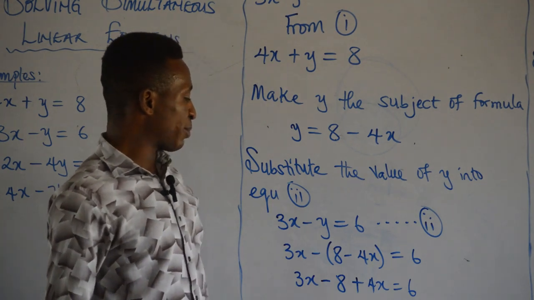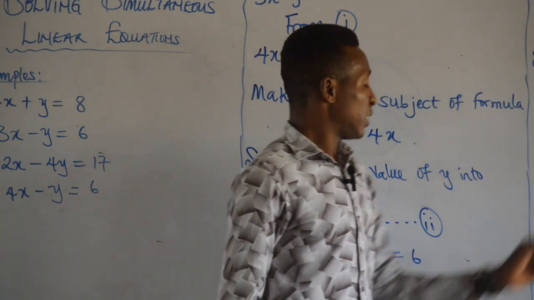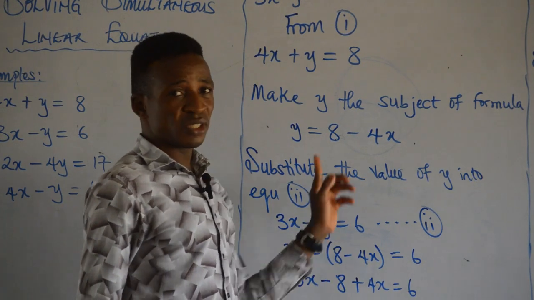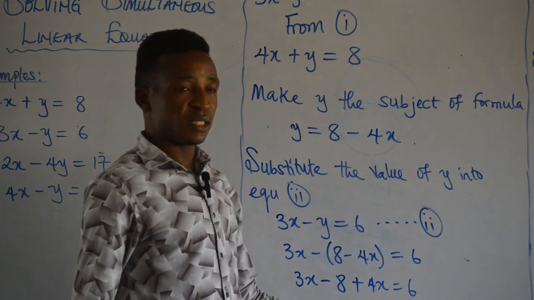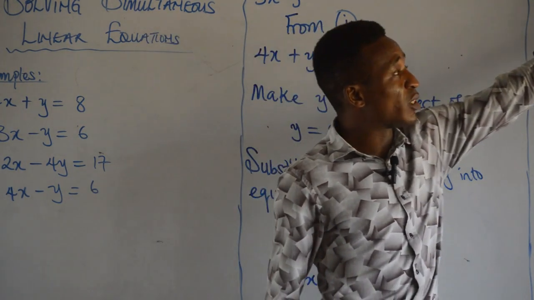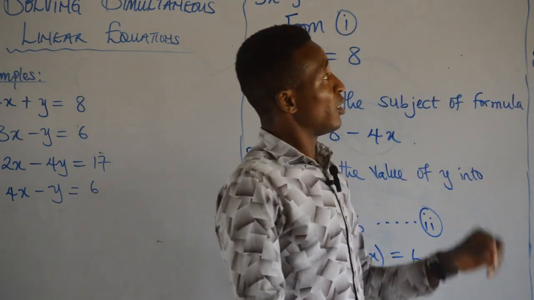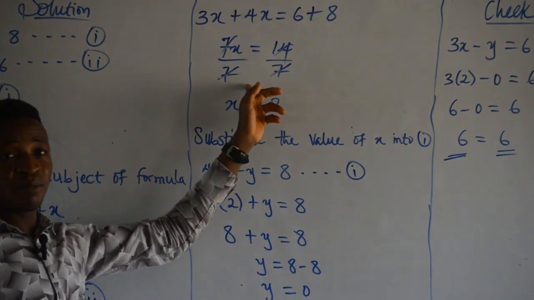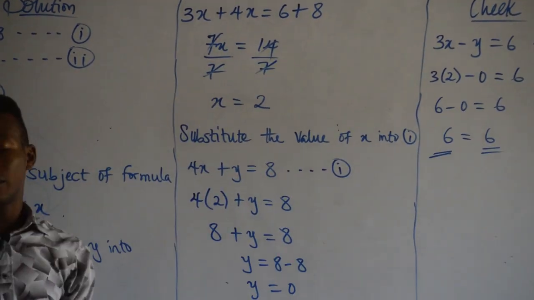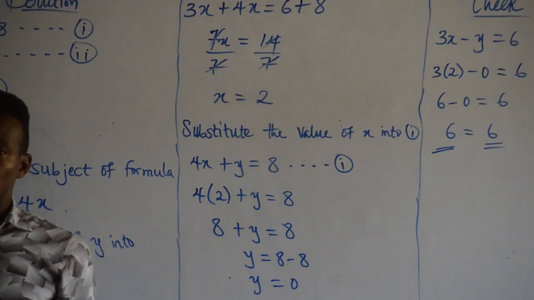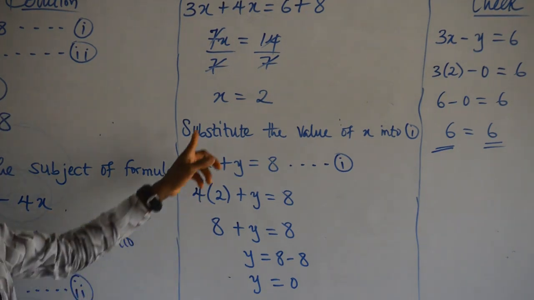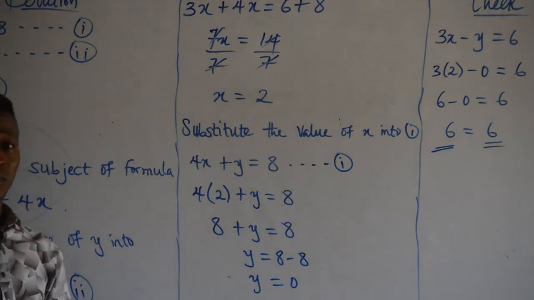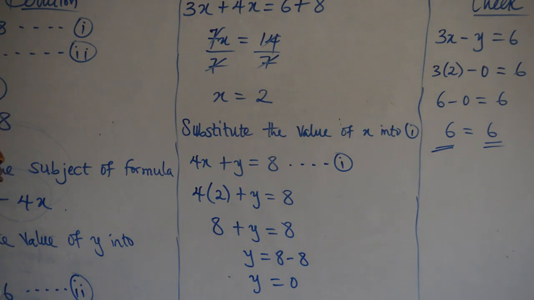So here we have 3x plus 4x, and that was what I wrote here. Then this minus 8 crosses to the other side, becomes plus 8. So you have 6 plus 8, and I wrote it here. So 6 plus 8 here gives us 14. So when we have 7x equals 14, we divide both sides by 7. After cancelling out the 7, we have x equals 2, and that gives you the answer for x.